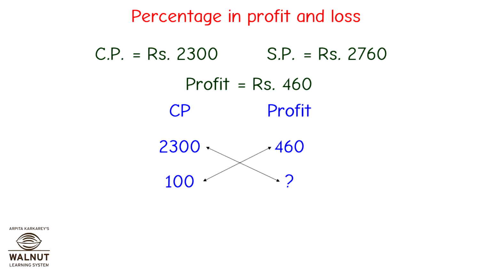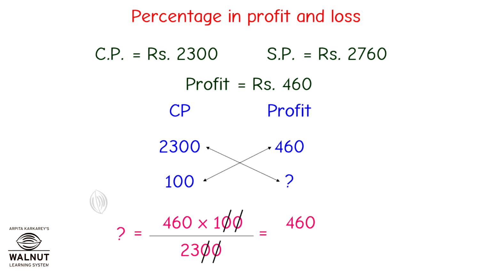Doing cross multiplication, we get question mark is equal to 460 into 100 divided by 2300. We simplify this and we get 20. So, on rupees 100, the profit is rupees 20, that is 20%. That is the percentage of profit.